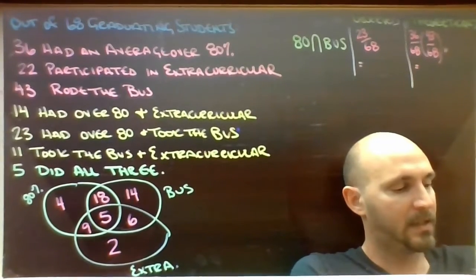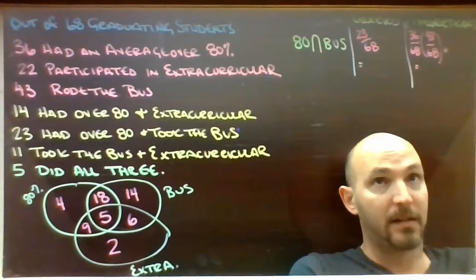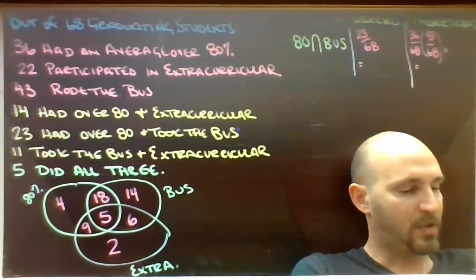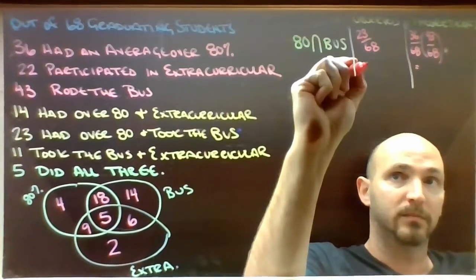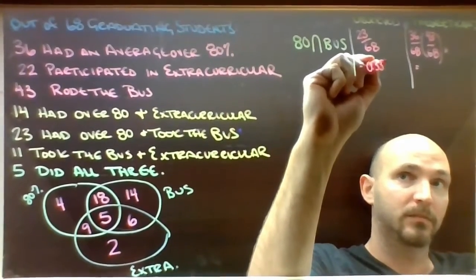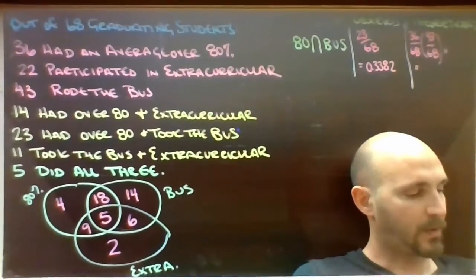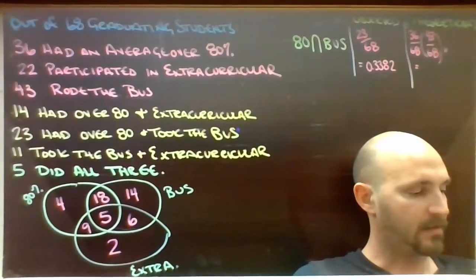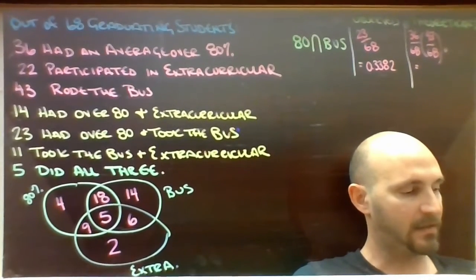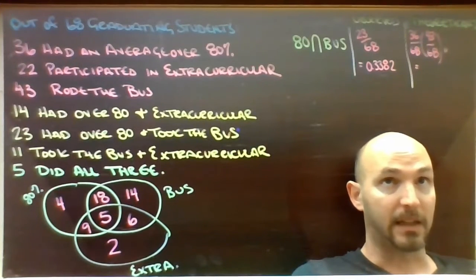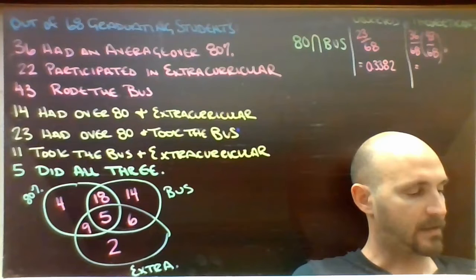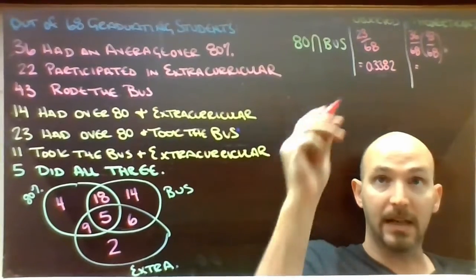So 23 out of 68 is 0.3382. 36 out of 68 multiplied by 43 out of 68 gives me, not that, 36 out of 68 times 43 out of 68 equals 0.3348.